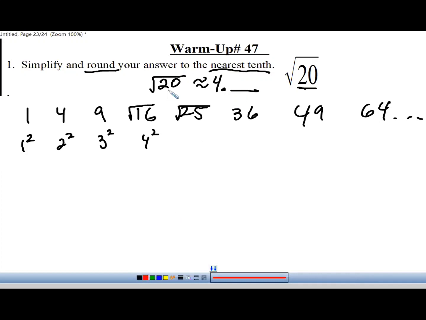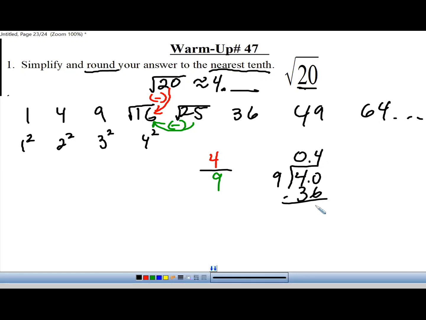Here it goes. Take the middle number, subtract it from the smaller number. What is 20 minus 16? That is 4. Take the large number, subtract it from the smaller number. What is 25 minus 16? That is 9. Once you have a fraction, you can do the division. 9 does not fit in 4, add a 0. It fits in there 4 times, that's 36. Subtract, get 4, add another 0, and what do we notice?